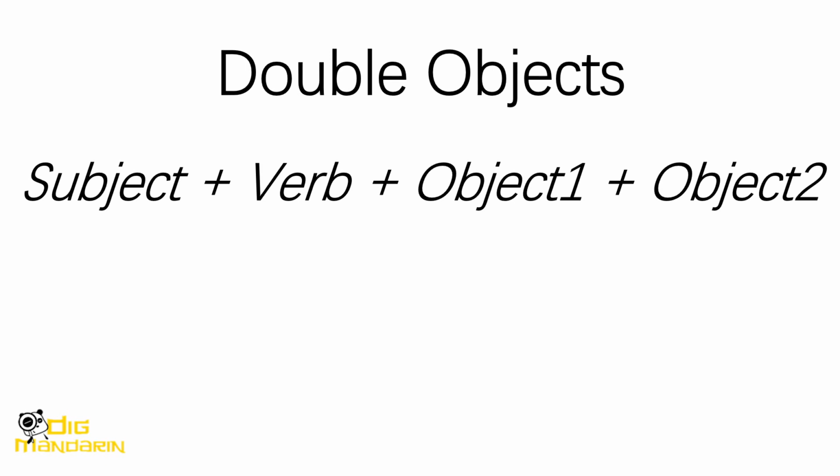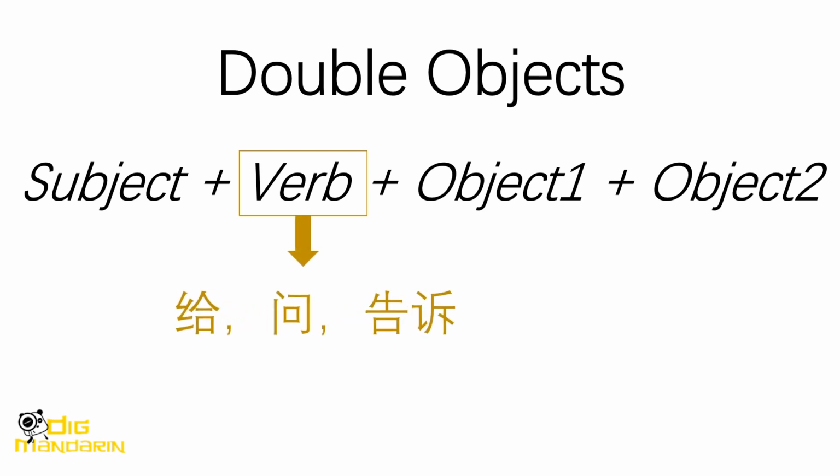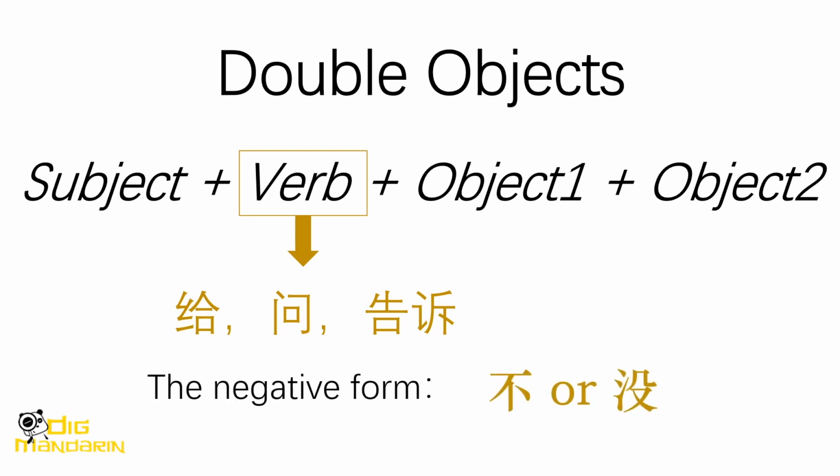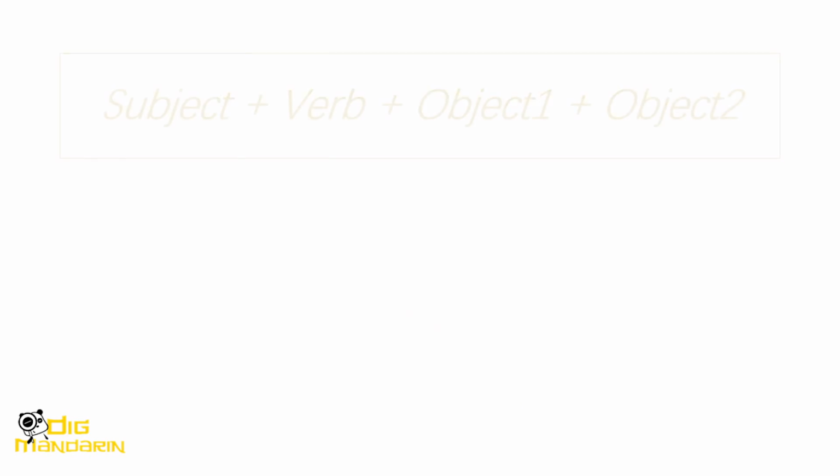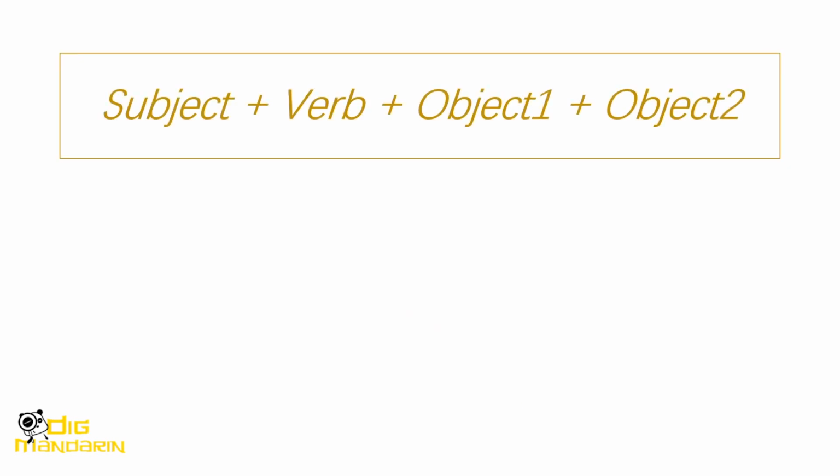Here we should pay attention to the verb. Not all verbs can be functional in this structure. Only verbs like 给, 问, 告诉 can be used here. Well, for the negative form of this structure we can use 不 or 没. So here I give you some examples on this structure.